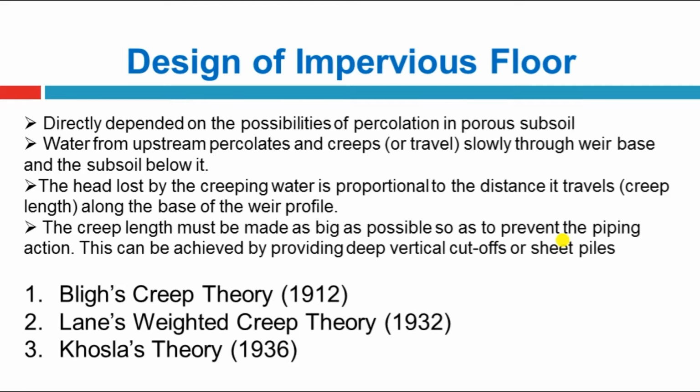So water from the upstream percolates and creeps slowly through the weir base and the subsoil below it. The head lost by the creeping water is proportional to the distance it travelled, which is called the creep length. I said previously that this statement was made by Bligh. The creep length must be made as big as possible so as to prevent piping action. This can be achieved by providing deep vertical cutoffs or sheet piles.